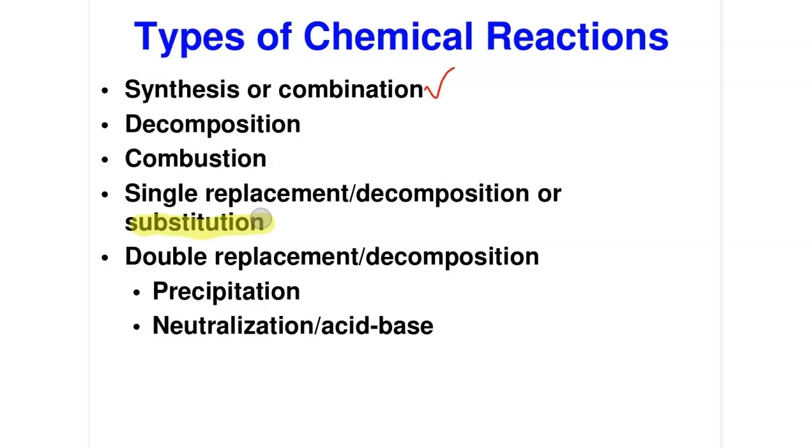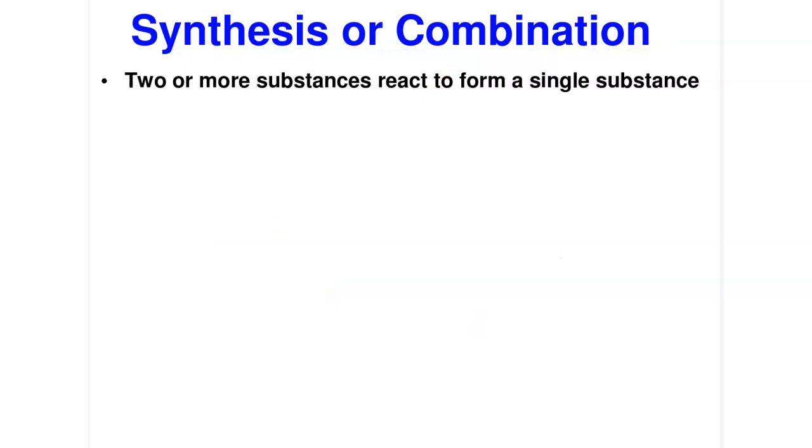And the last but not the least will be the double replacement. Some people call it double displacement, double replacement, or double decomposition reaction. And there are 2 types we're going to be looking at here. The 2 types will be precipitation reaction and neutralization or acid-base reaction. So these are all we're going to see as we move on in this lecture. The first one, let's take it off from here.